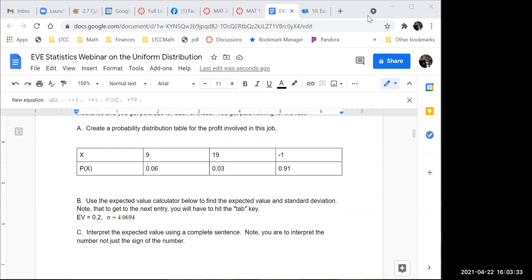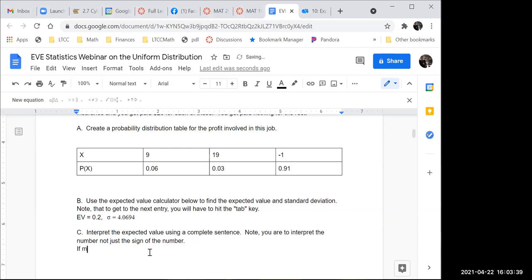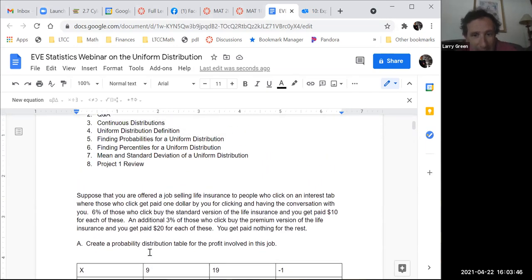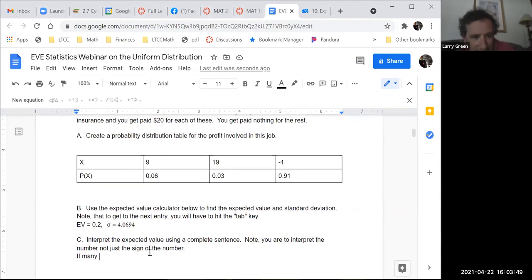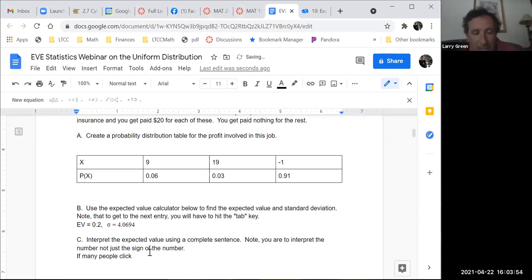Many. So let's start out with the word many. So if many, okay, and what we're looking at again is people clicking on the interest tab. Yeah, in this case, it's if many people click on the interest tab. It's not like we're doing a trial. We're looking at customers here, people clicking on the interest tab. Then what's the next important word?